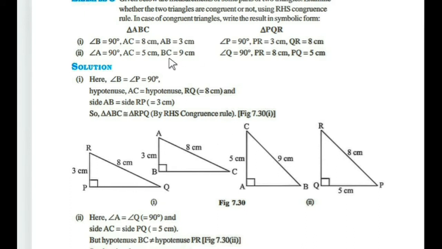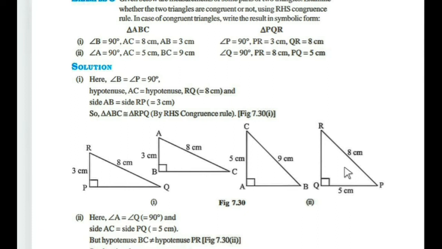Now let us see the second one. Here angle A equal to 90 degree, AC equal to 5 cm, BC equal to 9 cm, angle Q equal to 90 degree, PR is equal to 8 cm, PQ equal to 5 cm. Now let us see angle A and angle Q both are 90 degree. Here AC equal to 5 cm and PQ equal to 5 cm. Third one, BC is 9 cm here, and PR is equal to 8 cm.